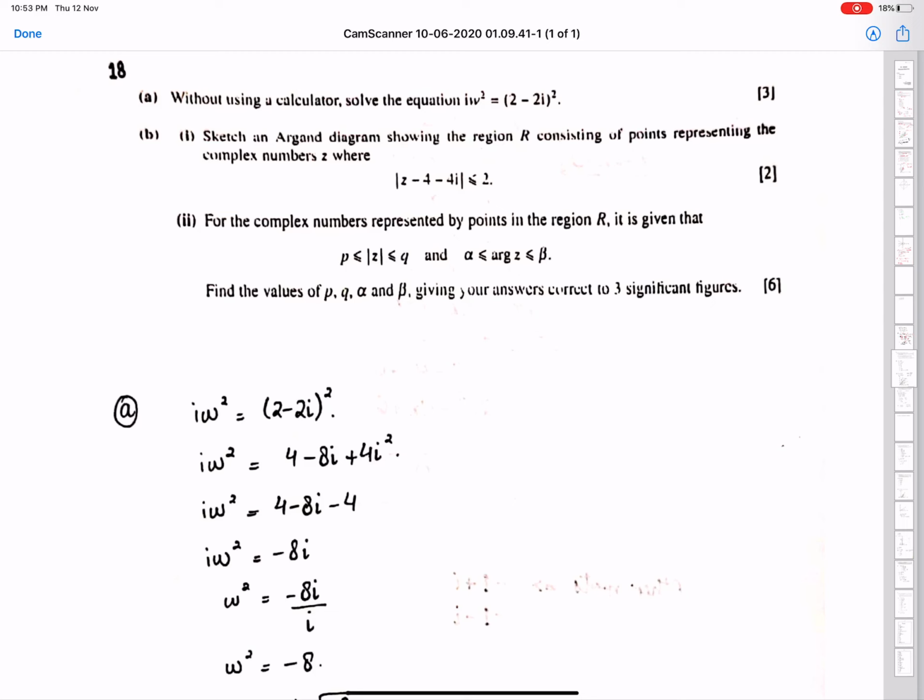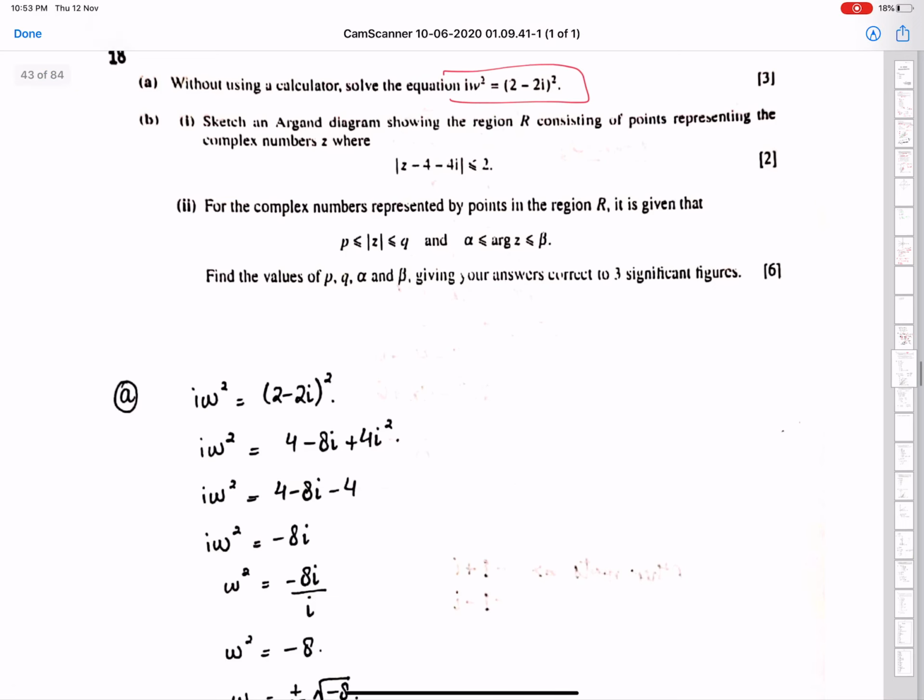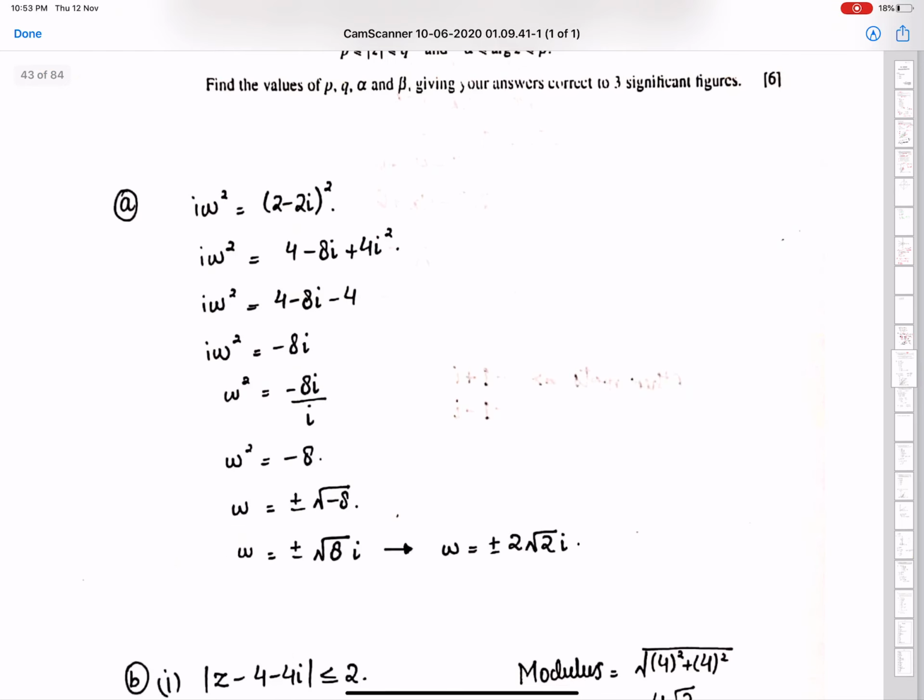Well, this is the last question for this lecture. Without using a calculator, solve this. This is very simple. You just need to simplify the right hand side, get the simplified form of right hand side, then cancel these two i's, and then you can easily get w, and w is 2 root 2i.